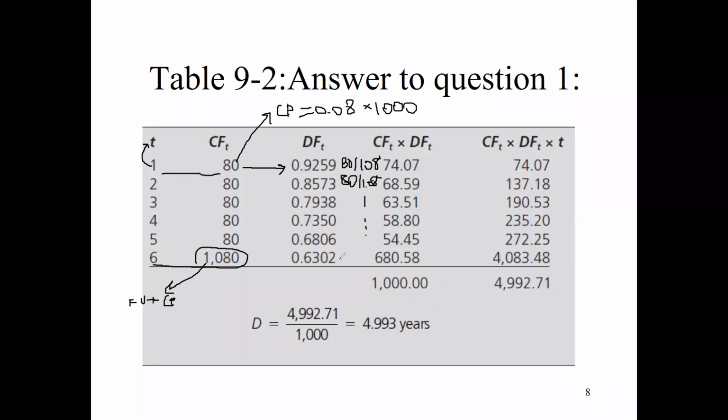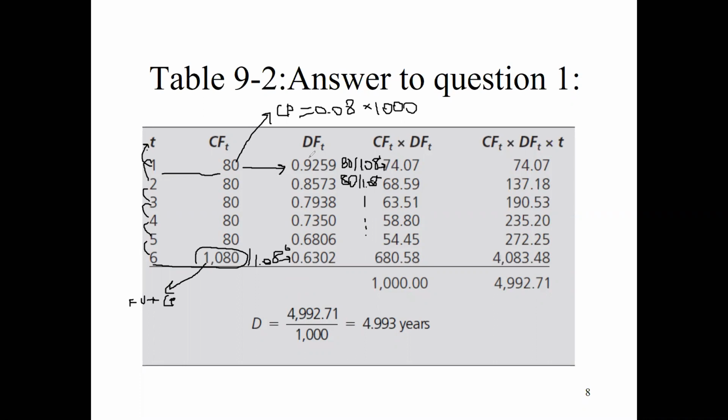And this is 1,080 divided by 1.08. If you calculate how many years, 1, 2, 3, 4, 5, and 6. So divided by 1.08 to the power 6. This is how much we get, okay? So this is the discounting factor.